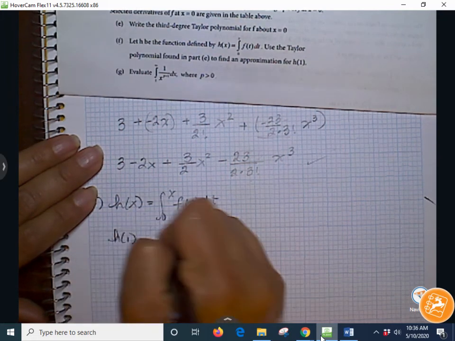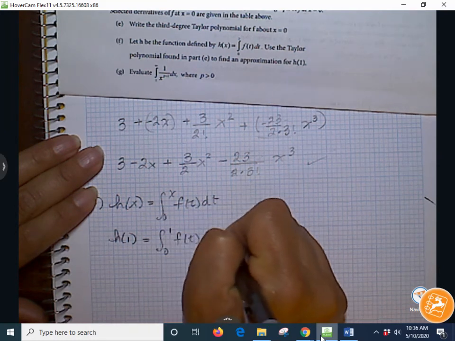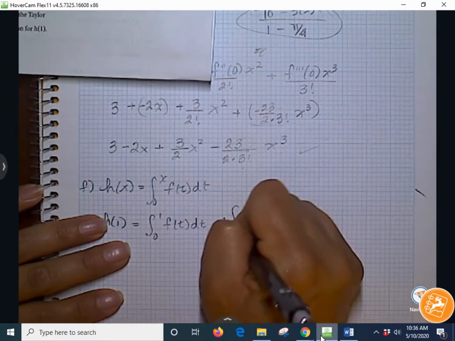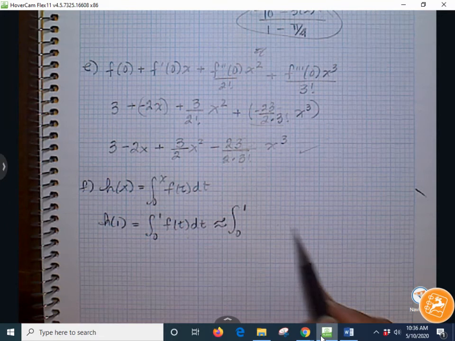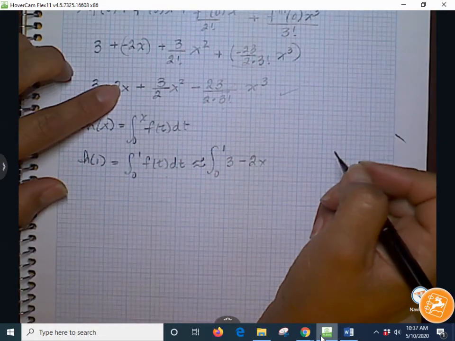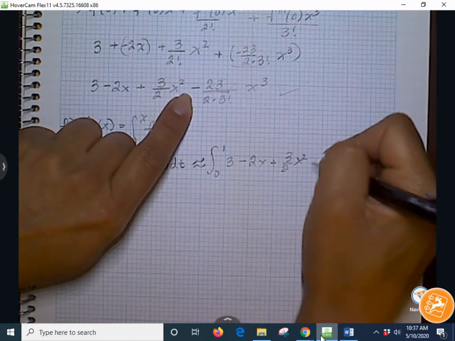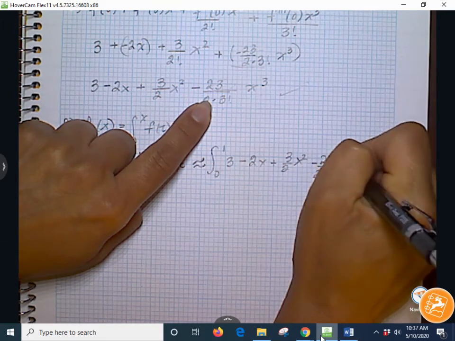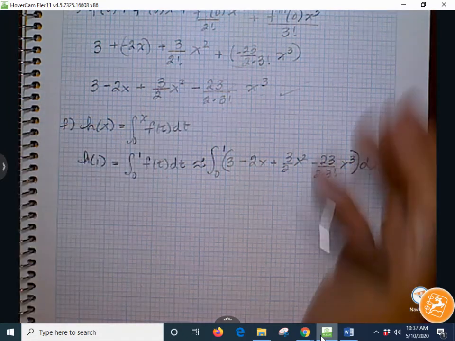So h of 1 is equal to the integral from 0 to 1 of f of t dt, which is approximately equal to the integral from 0 to 1 of, not the entire series, but the third degree polynomial, 3 minus 2x, I'm just copying this here, plus 3 over 2 x squared. I'm leaving this like this. And don't forget your parentheses. That would be very bad if you leave out your parentheses right there, okay?